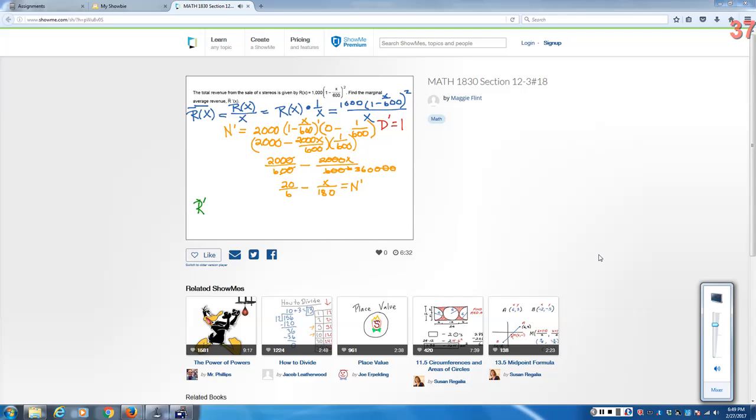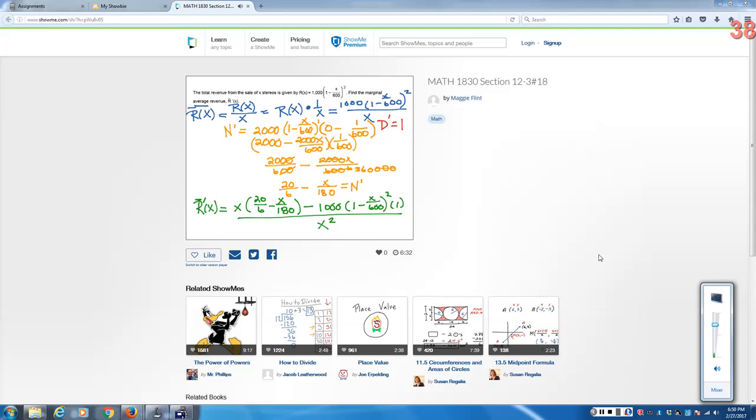r average prime, we take the denominator, which is x, times the derivative of the numerator, which is 20 over 6 minus x over 180, minus the numerator, which is 1,000, times 1 minus x over 600 squared, times the derivative of the denominator, which is 1. And that's all divided by x squared.